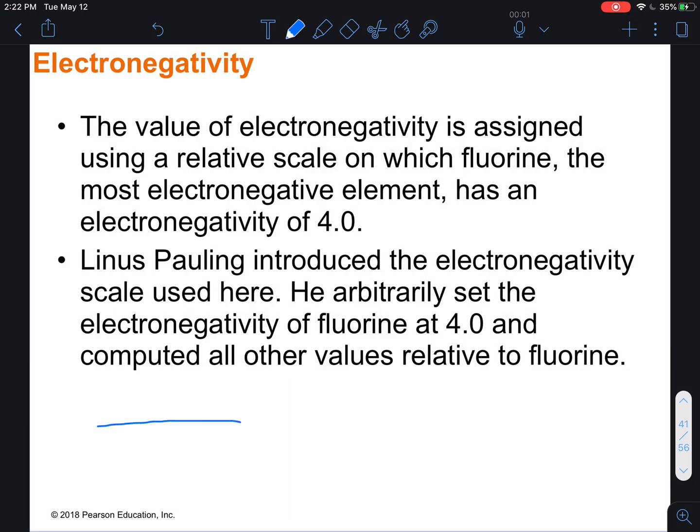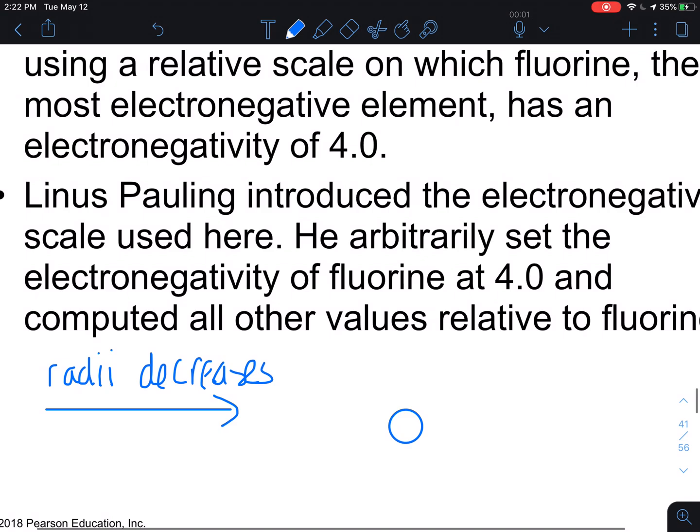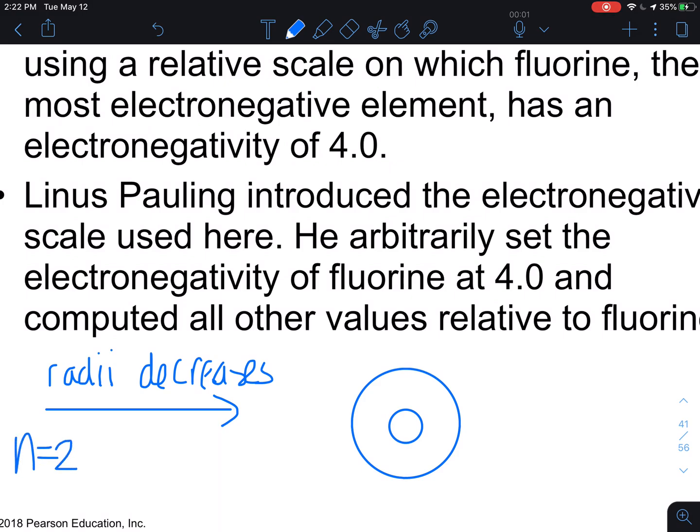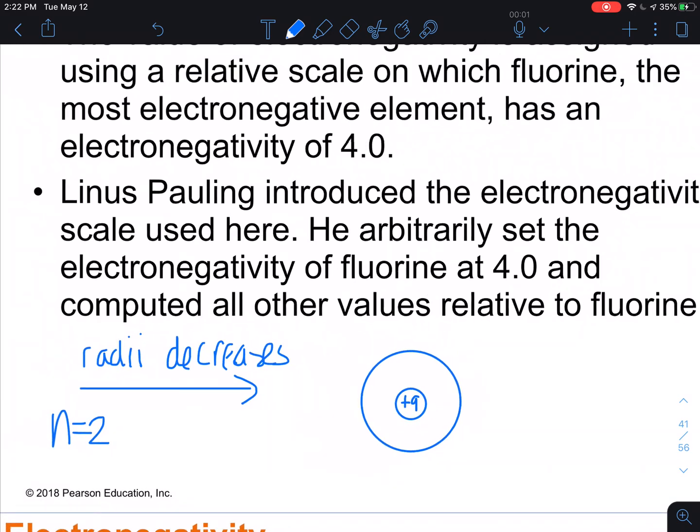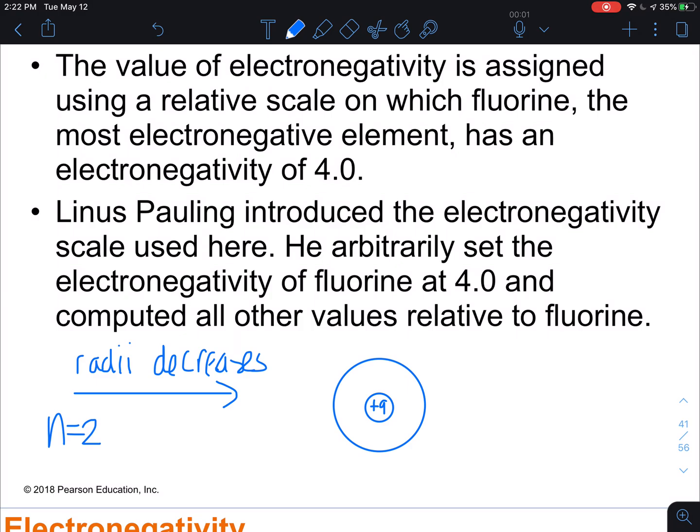Remember, as we go across the periodic table, atomic radii decrease. That's because we're adding more protons to the nucleus as we go across. And even though we're adding electrons, we're adding them to the same shell, the same principal quantum number. So for fluorine, for example, that's n equals 2. And fluorine has 9 protons inside the nucleus.